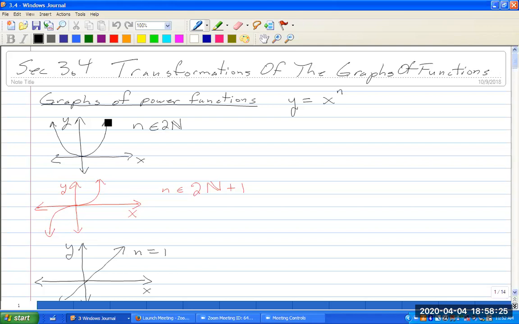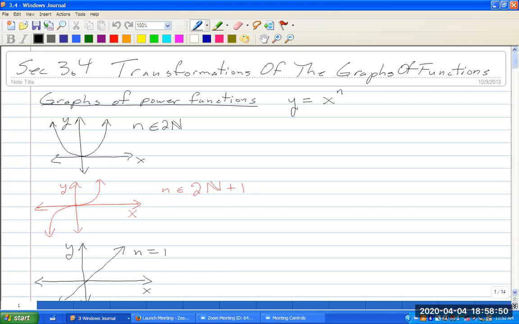If n is larger than that, let's say like 8, it's parabolic-like, but it'll be much flatter here, and then it'll go up much faster as you go out past 1. So between plus and minus 1, it'll be relatively flatter here, and then after 1, it'll be much steeper.